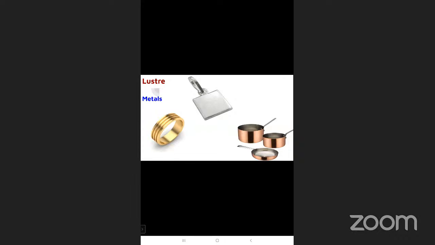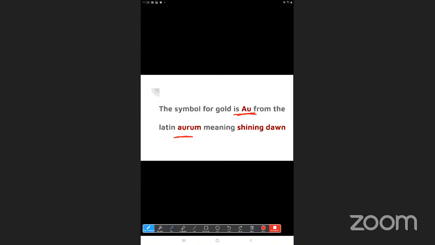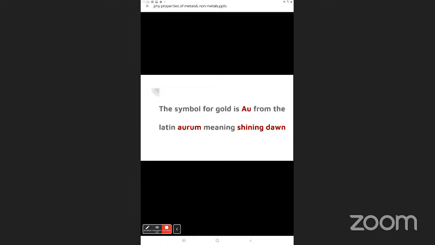All the metals have the shining property, right? So why do we use them for making ornaments? It is because of this shining property. Here aurum, we know aurum means gold. The symbol for gold is Au, from the Latin word aurum meaning shining dawn. We know gold is one of the shining metals.